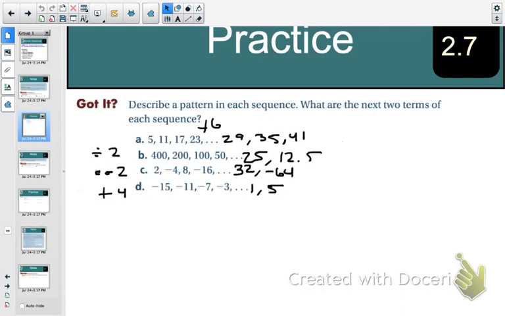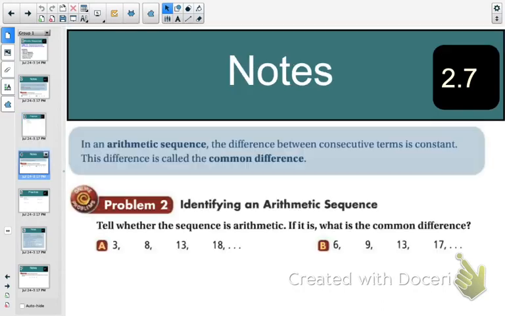Okay, so the first one you were just adding 6 every time. So we get 29 and then 35 and then 41 if you want to go 3. Okay, the next one you were dividing by 2 every time. So you get 50, then 25, then 12.5. The next one you're multiplying by negative 2. So you get positive 32, then negative 64. And then the last one you're just adding 4 every time. So you get 1 and then 5. Okay, moving on.